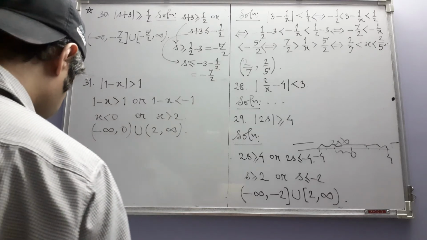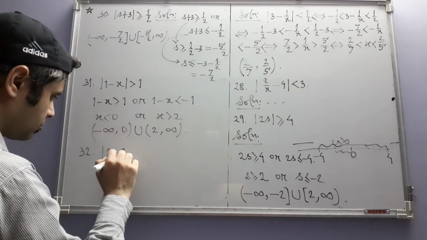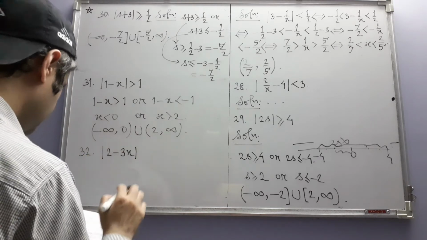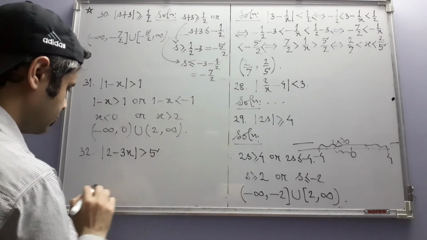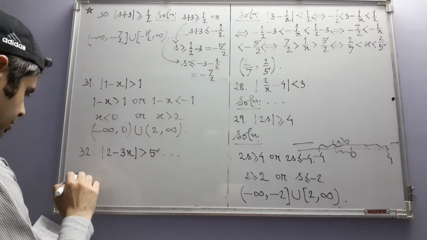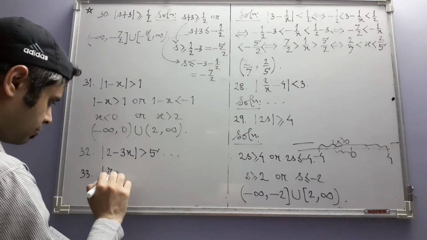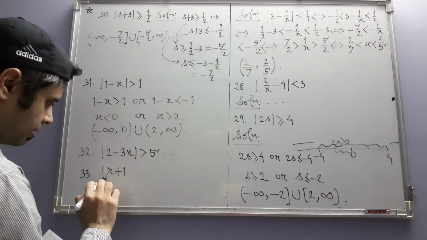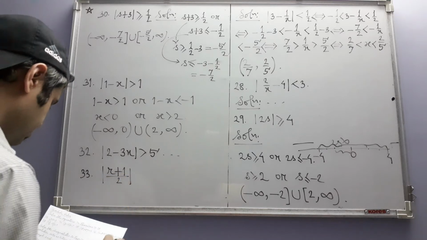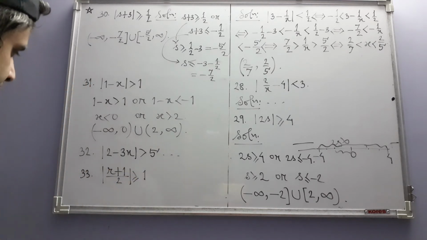32. 2 minus 3x is greater than 5. This one is left to you. 33. Absolute value of r plus 1 divided by 2 is greater than or equal to 1.